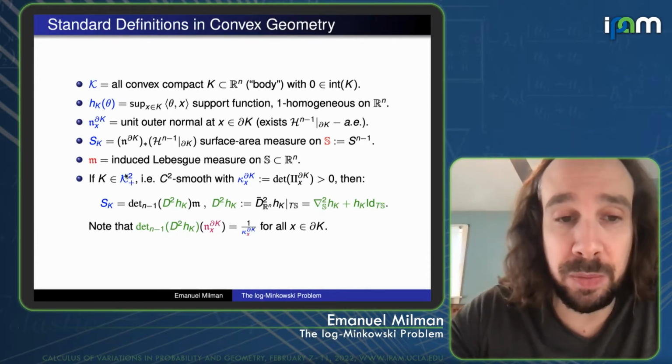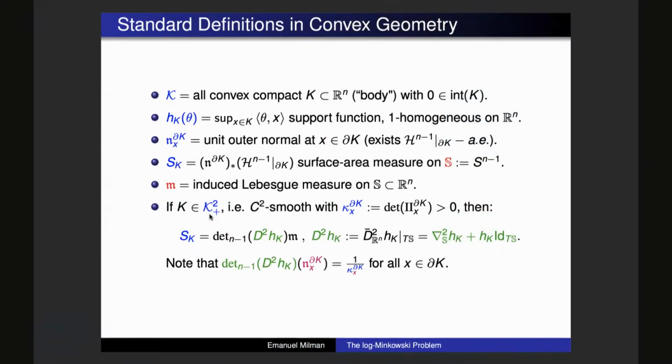And finally, I'll denote by this K2 plus, the class of C2 smooth convex bodies with strictly positive curvature. So kappa is going to denote the Gauss curvature, just the determinant of the second fundamental form. And under these assumptions, then you can just calculate what is the Jacobian of this Gauss map. And you will see that in this case, the surface area measure always has a density with respect to Lebesgue. And this density is given by this determinant of this positive definite tensor, which I denote here by d squared of the support function.